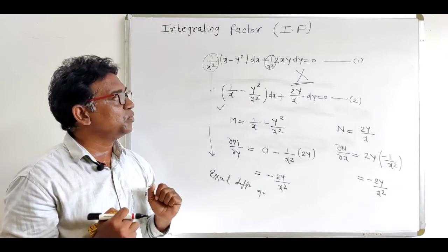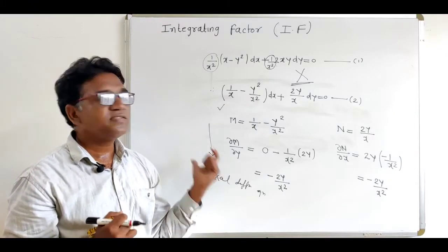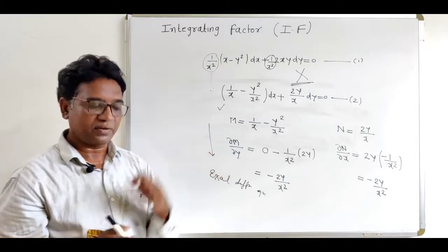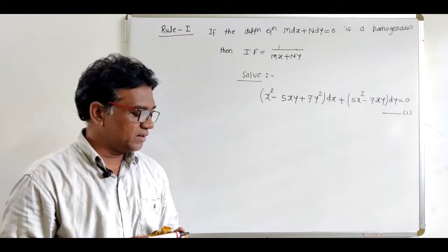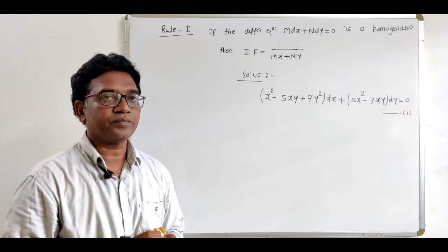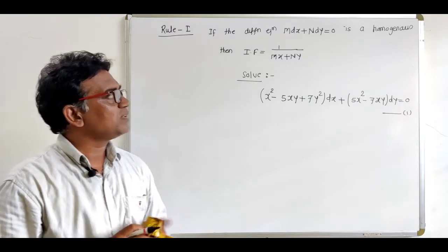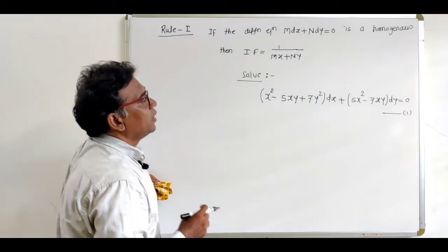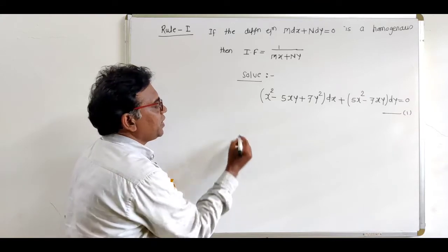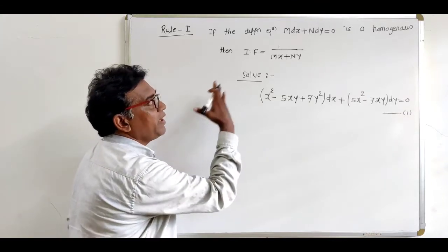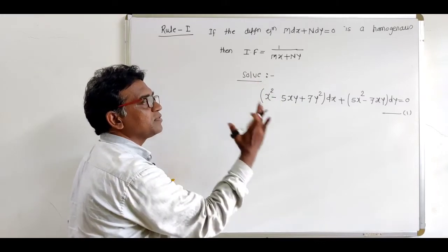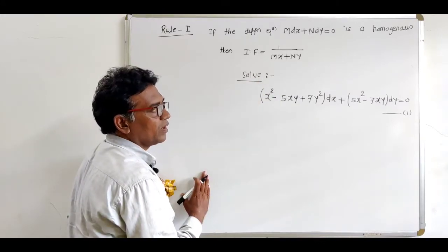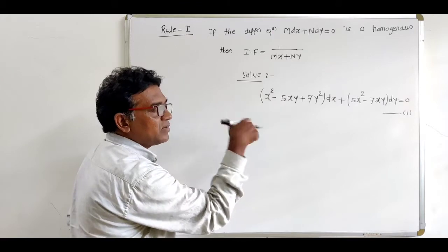Now there are certain rules by which we can easily find the integrating factor. So this is the first rule for finding the integrating factor. See, what is this rule? If the differential equation of the form M dx plus N dy equal to 0 is a homogeneous differential equation, for example, this is the required pattern.